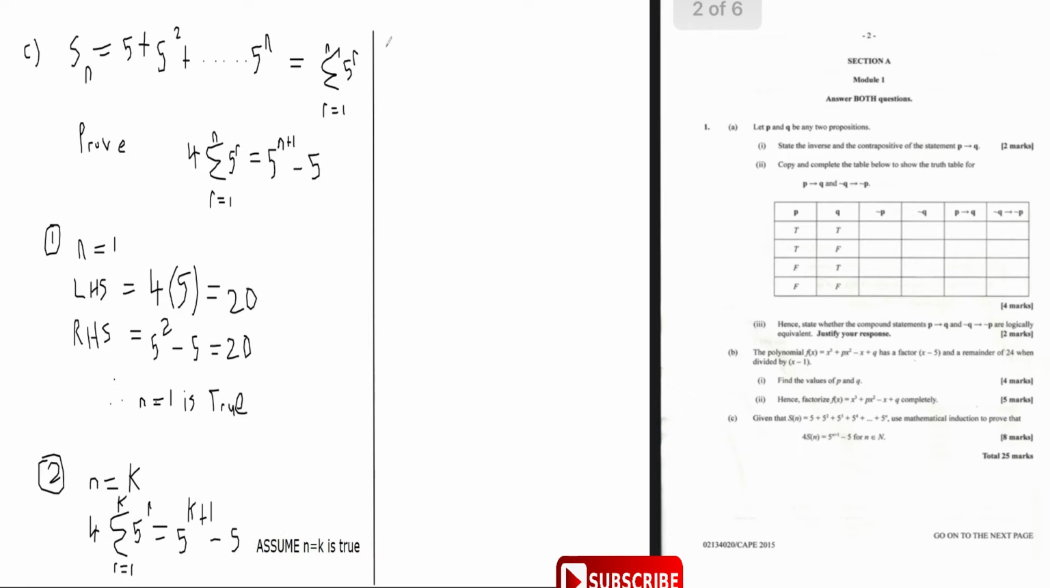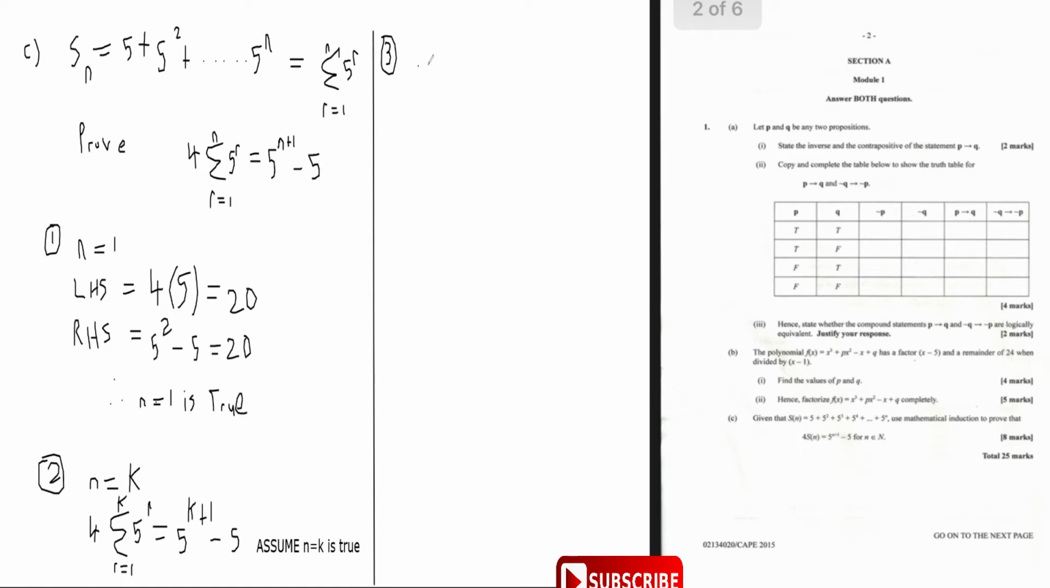Now let's go to step 3. Step 3 now, we need to show that n equal k plus 1 is true if n equal k is true. For n equal k plus 1, we're supposed to get 5 to the k plus 1 minus 5. So pretty much we need to get 5 to the k plus 2.